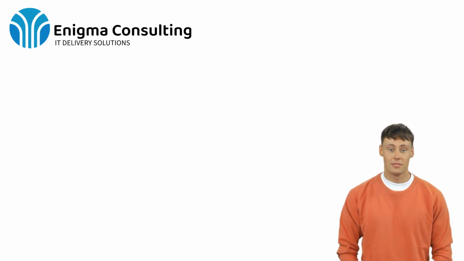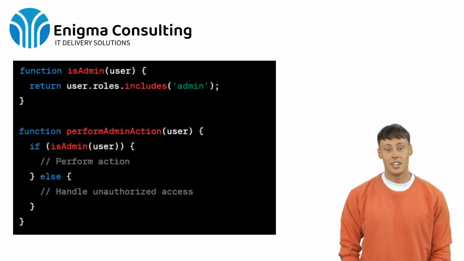Role-based authorization. Role-based authorization is a common approach where permissions are tied to roles, and users are assigned one or more roles. By checking the user's roles before performing an action, we can ensure that only authorized users can carry out certain tasks. Role-based authorization provides a flexible way to manage permissions across your application.